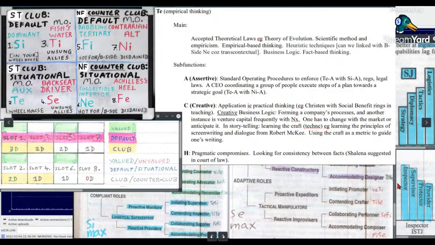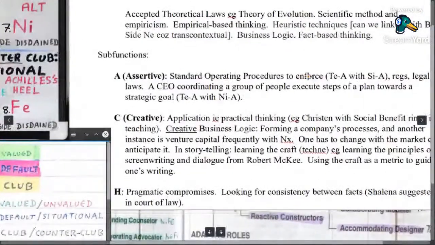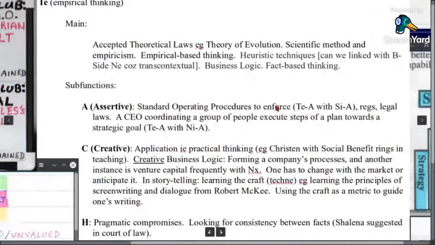So there's another view of looking at it. Inspector's easier, then supervisor, then protector, then provider. You can see these things here. Yeah, creative FE, forming a company's processes. That example was given to me by Kristen. I believe she's a creative ESTJ.